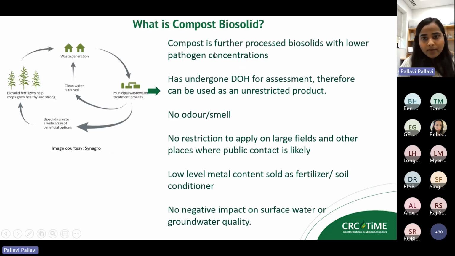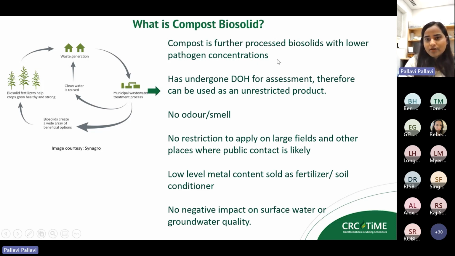Before going to compost biosolid, I'm going to give a brief description about what biosolid is. Biosolid is the product of the wastewater treatment process. During wastewater treatment, the solid is separated from the liquid, and then this solid is treated physically and chemically to produce a nutrient-rich compound called biosolid.